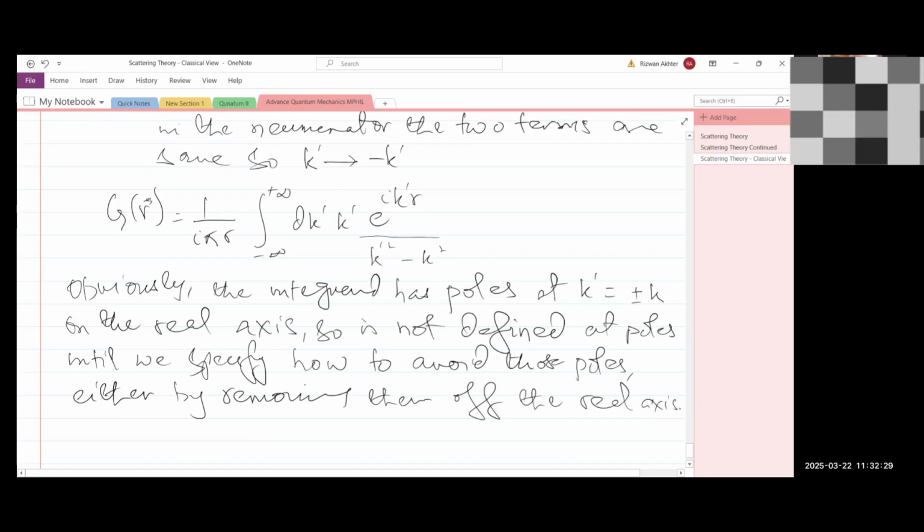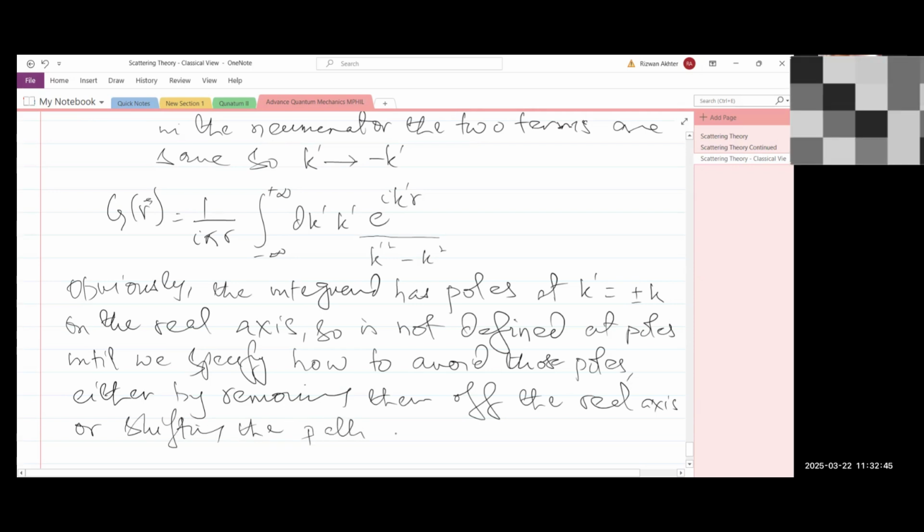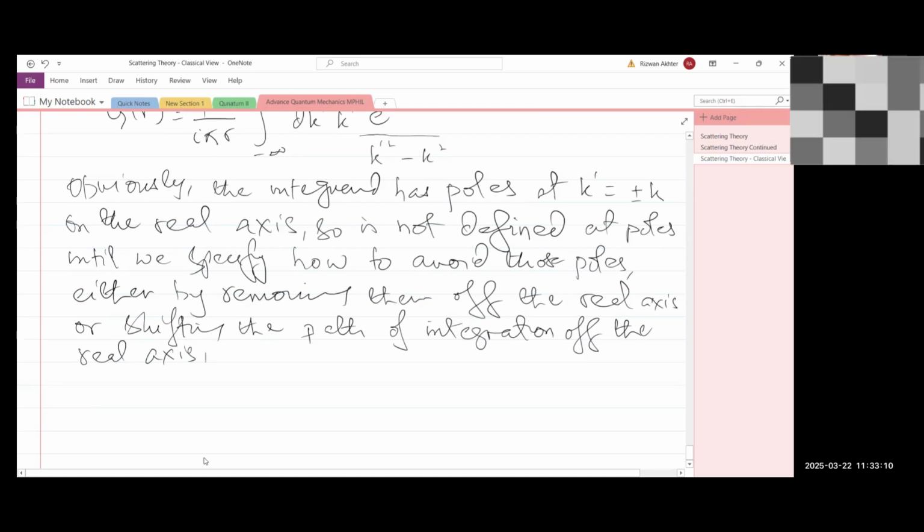यानी किन को बात कर रहे हैं आप, पोल्स की बात कर रहे हैं? और दूसरा क्या हो सकता है, शिफ्टिंग द पाथ ऑफ इंटीग्रेशन ऑफ द रियल एक्सिस. ठीक है. सो इन ईच केस, दोनों तरह से बुनियादी तौर पर हम अवॉइड कर लेंगे जो आपका डाइवर्जेंसी को.